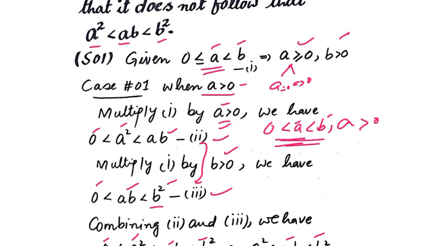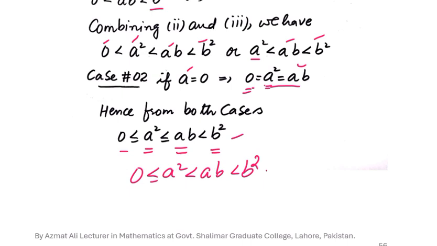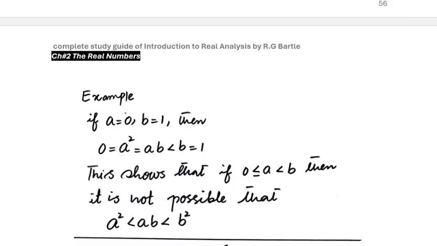That is, we have to involve the equality sign in this inequality. So consider if A is 0 and B is 1, then you can see here A square is equal to 0 is equal to AB, because when you put A is 0 here and B is 1, this is equal to 0. This is less than B.